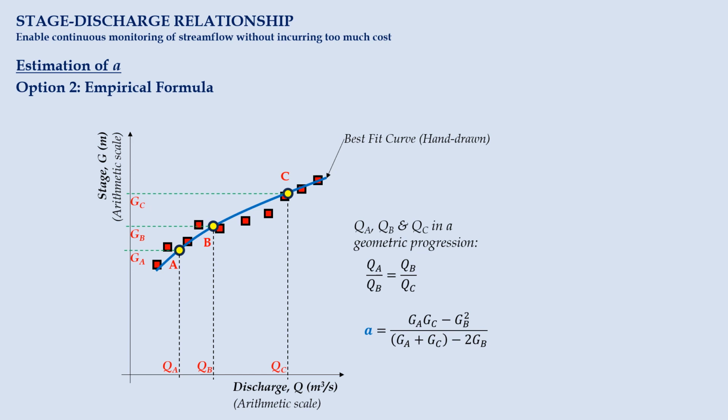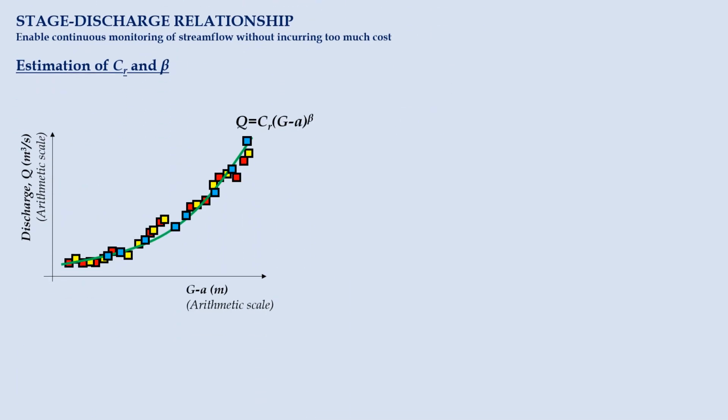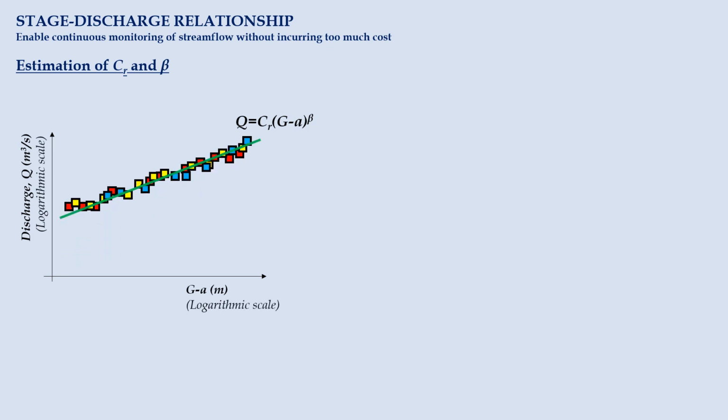If we are taking the second option, we would need to note the value of stage associated with point A, B, and C. Next, we can simply apply this formula and calculate A. Once we obtain the value of A, we can proceed with the development of rating curve. Although we can always plot the data points in arithmetic plot, it would be easier for us to determine the rating equation when we do it in logarithmic plot instead.